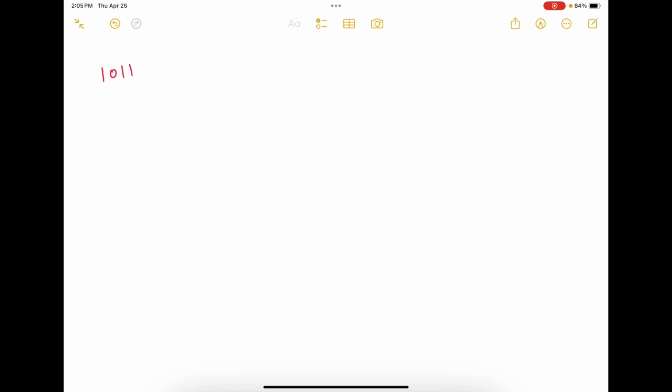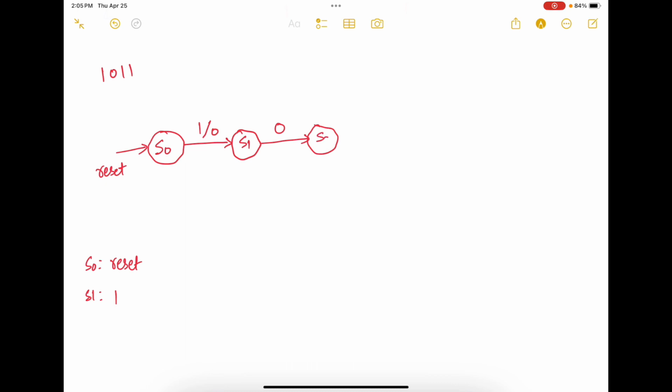So we have S0, which is your reset state. So S0 corresponds to reset. From S0, if I get a 1, I move to S1 with my output still a 0. So S1 is 1. From S1, if I get a 0, I move to state S2 with my output still a 0. So S2 is 1, 0.